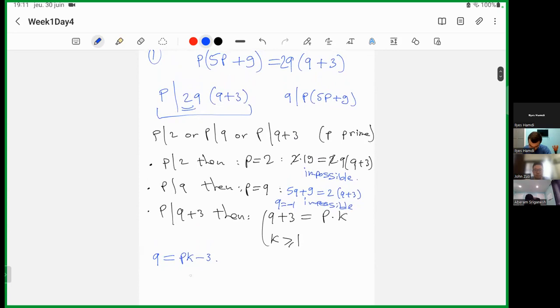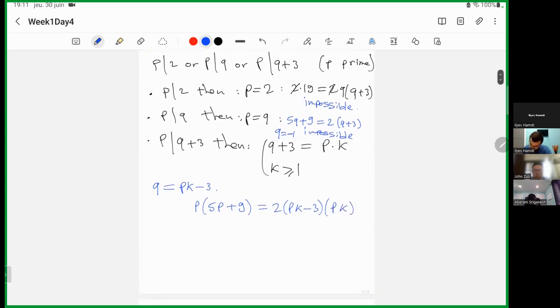So this would give p times (5p plus 9) is equal to (pk minus 3), and then q plus 3, so actually pk, right, directly, of course. I just try to simplify it. And then what do I get? So 5p plus 9. And on the other side, twice pk squared minus 6k, right?